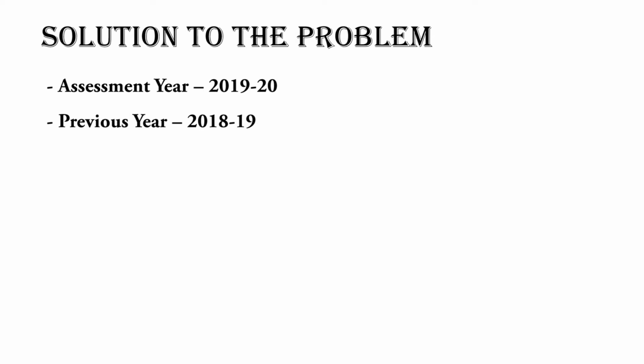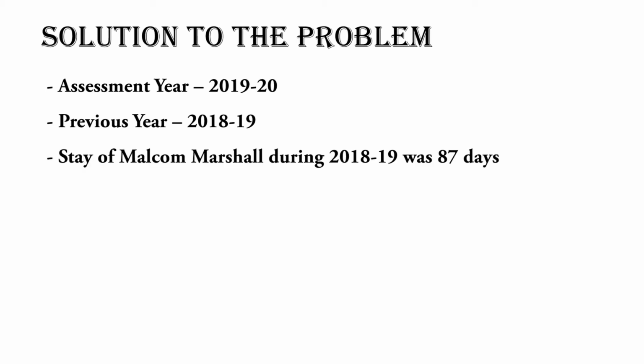We are to determine the residential status of Mr. Malcolm Marshall. The relevant assessment year is 2019-20, so the previous year will be just before that, 2018-19. We are to calculate the stay of Malcolm Marshall during the previous year, that is 2018-19, and which is given in the question as 87 days.